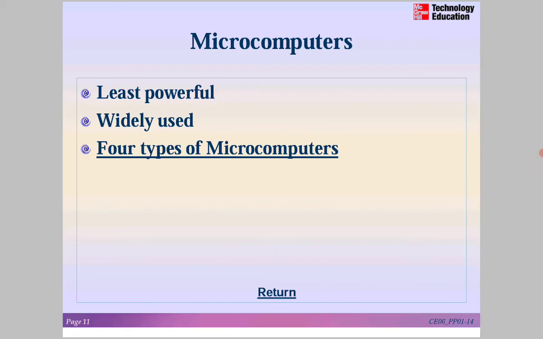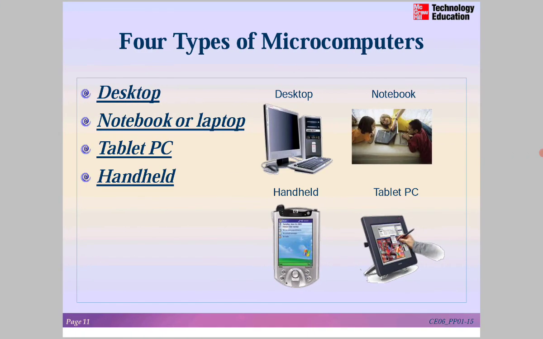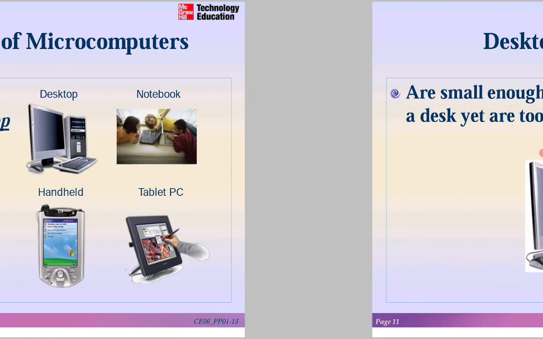And another type of computer is the microcomputer. These are the least powerful. There are four types of microcomputers: desktop, notebook or laptop, tablet PC, and handheld computers. All these are microcomputers. Microcomputers are generally used at homes, offices, and organizations. Examples are tablet PCs, notebooks, desktops, like that.